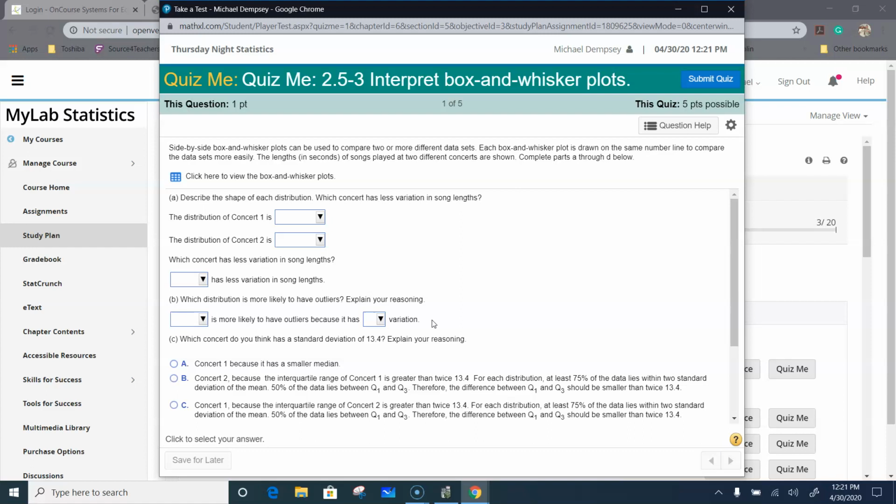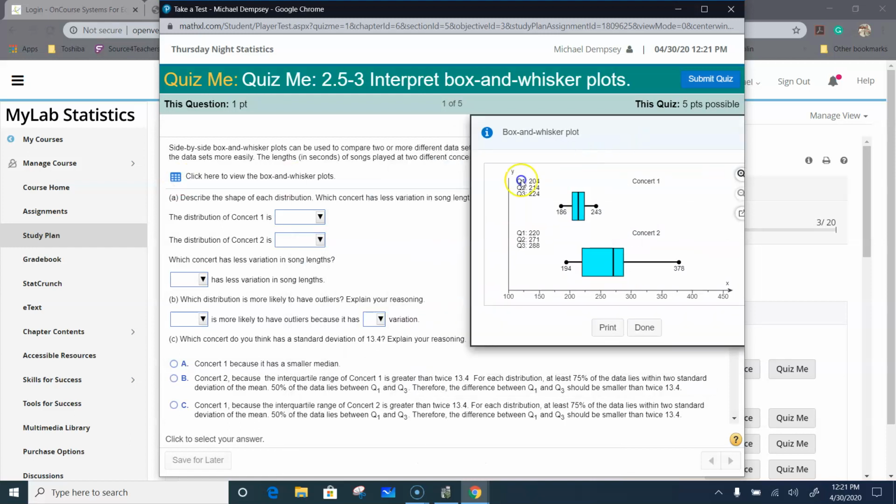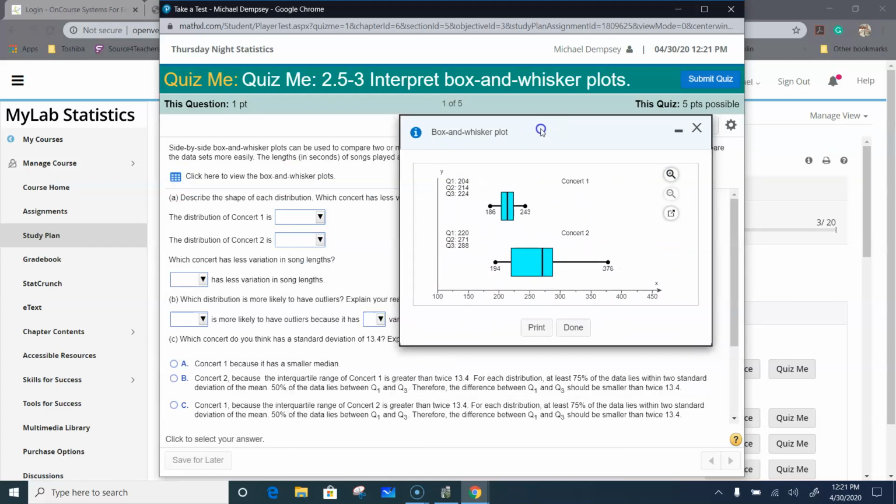So side-by-side box and whisker plots can be used to compare 2 or more different data sets. Each box and whisker plot is drawn on the same number line to compare the data sets more easily. The lengths of songs played at 2 different concerts are shown. Complete parts A through D. So let's take a look at the box and whisker plots, right? We can slide this over here. Concert 1 and Concert 2.